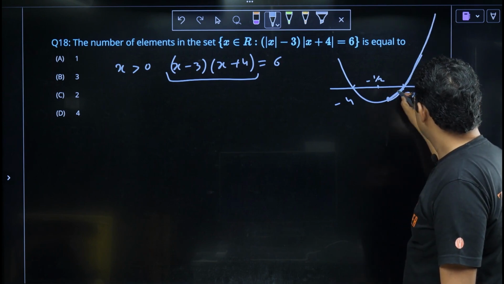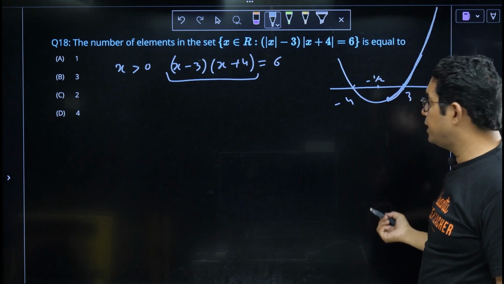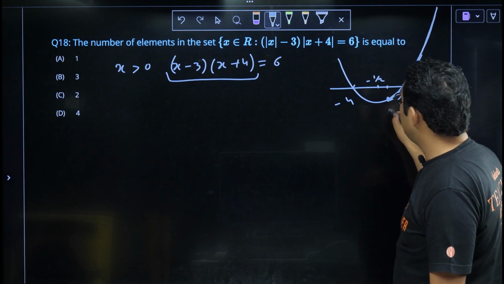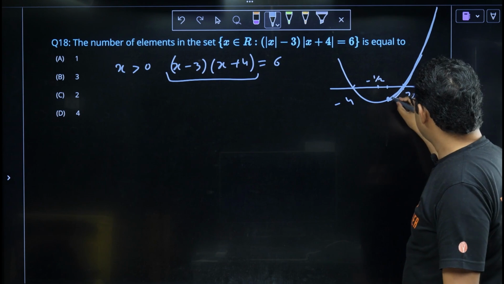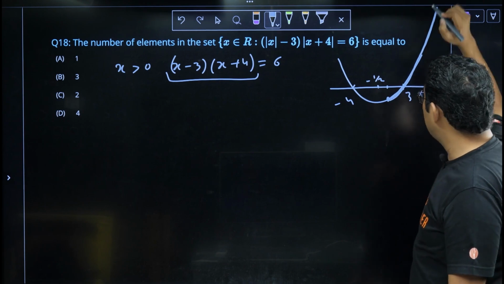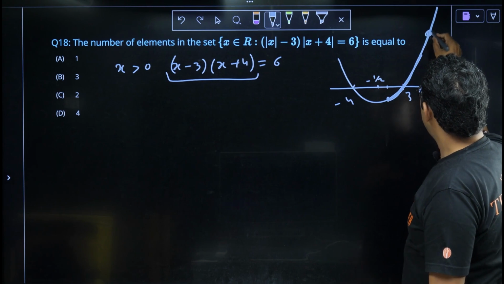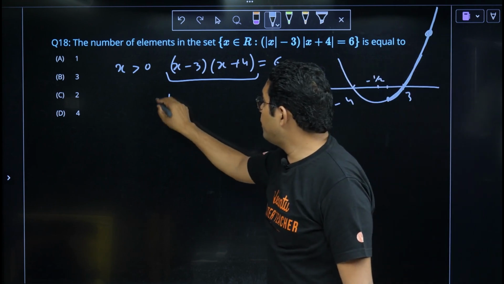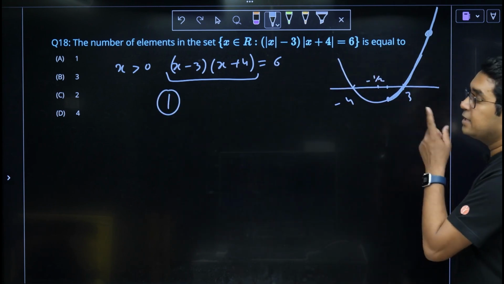That means it's a strictly increasing function. So at 0 the value is negative, and it will be 0 at 3, then it will become positive and go till infinity. So you can see the value 6 will be reached exactly at one point here. So we will be getting 1 point for this interval, that is x greater than 0.